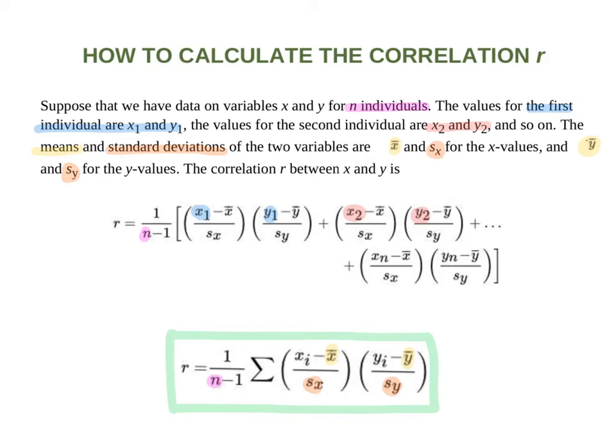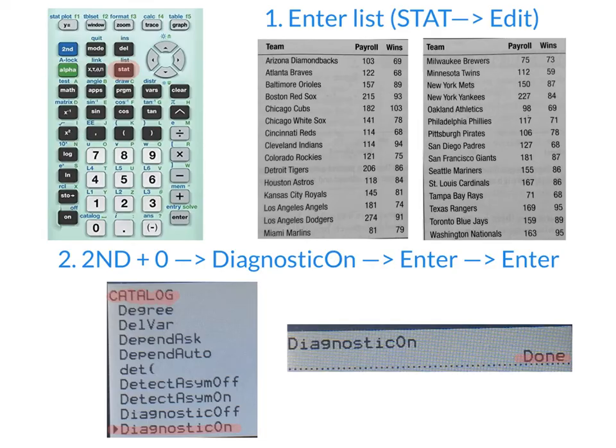Or you can take this summation, you still have that 1 over n minus 1 here, and you would just sum up the terms of x minus x bar over the standard deviation and do the same thing with y and multiply them together. Or you could use your calculator. So let's take a moment and walk through this.